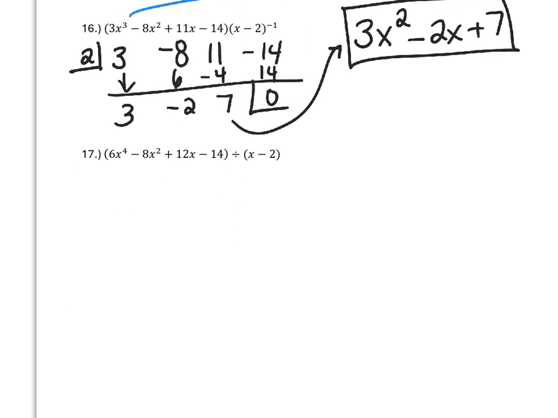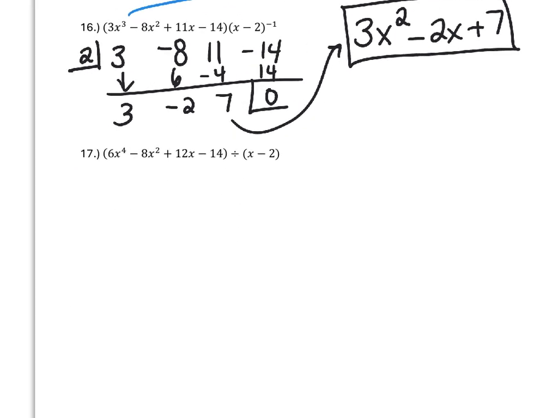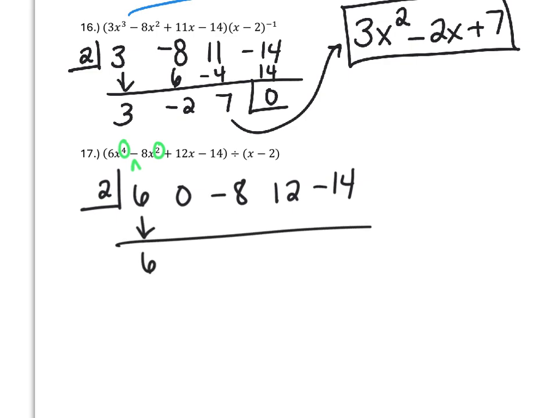All right, and then number 17, we can use synthetic division here too. So we have 2. Be super careful. This one has a missing term. So we have the 4th and the 2nd. So we have to make sure we put a placeholder 0. So we'll get 6, 0, negative 8, 12, negative 14. And then do our synthetic division.